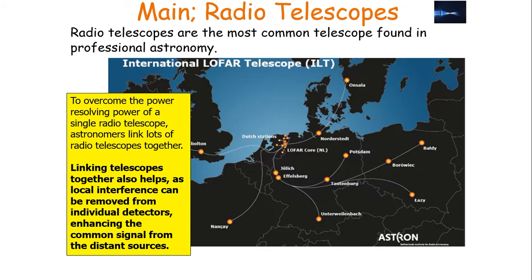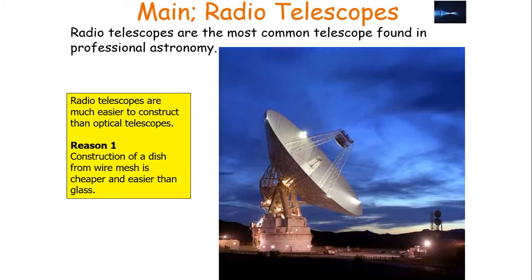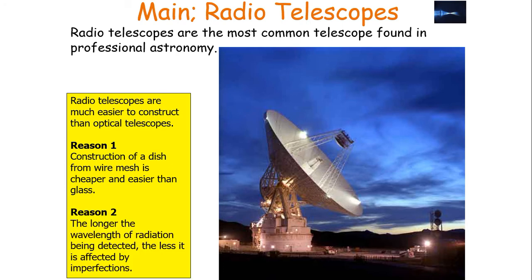Now, linking telescopes together also helps, as local interference can be removed from individual detectors, enhancing the common signal from distant sources. So, radio telescopes are much easier to construct than optical telescopes. Reason number one, the construction of a dish from wire mesh is cheaper and easier than glass. And reason two, the longer the wavelength of radiation being detected, the less it's affected by imperfections. So as a result, you don't have to be as precise when you make your parabolic dish for your radio telescope as compared to your optical one.